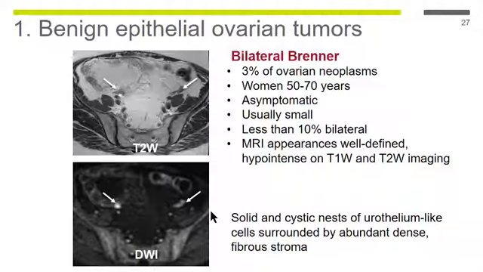This is in older women. The reason it's an epithelial tumor is it basically contains urothelial-like elements within it and a fibrous stroma, and it is solid and sometimes bilateral.